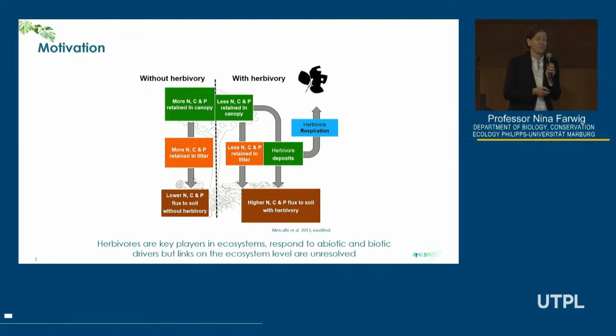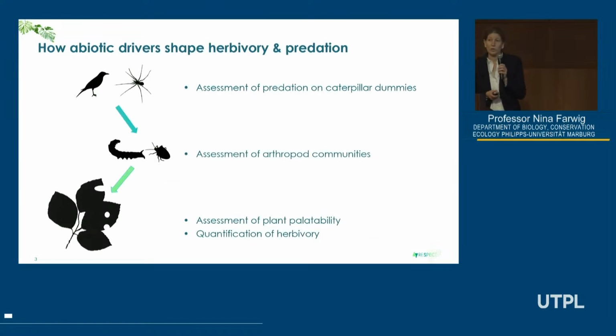And yet, while some studies have been carried out on single arthropod species and their role for herbivory of plant species, the patterns at the community level are hardly resolved. So the motivation or aim of our project is to understand how abiotic drivers shape, on the one hand, the arthropod communities, but also their role as herbivores.